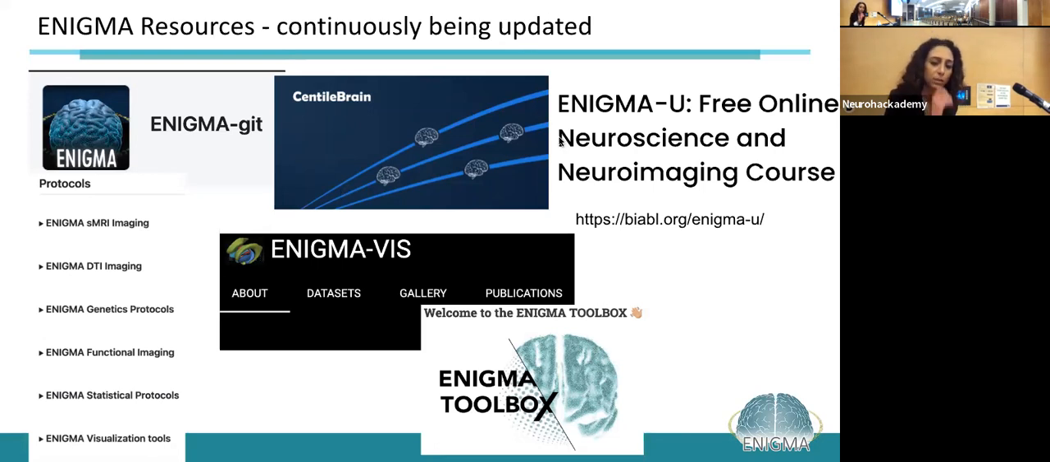And there's also a new initiative called Enigma U. This is generally targeted towards undergrads. It's a free online set of courses targeted towards neuroscience and neuroimaging, introducing folks to that.